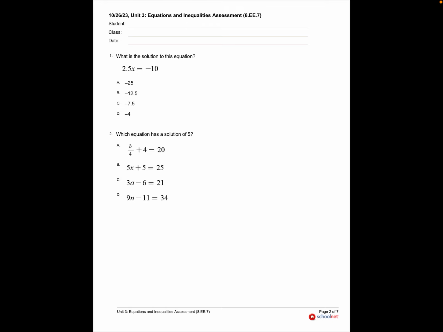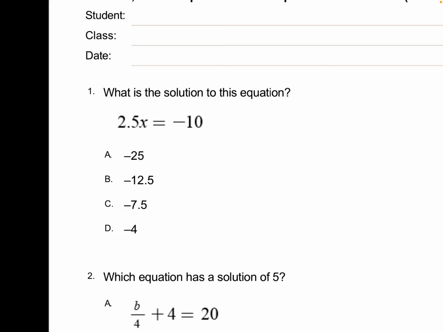Go over the Unit 3 equations and inequalities assessment. So we're going to make sure you know how to do the corrections, and then you can do the retake. So what is the solution to this equation?